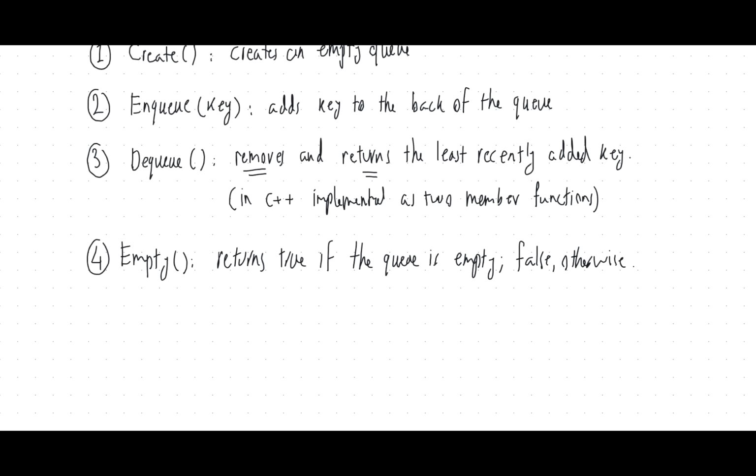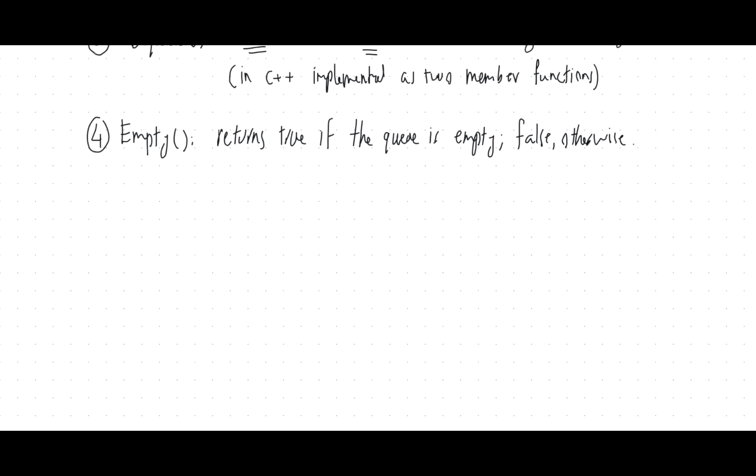Okay, now let's do an example to make sure that we understand how these operations work, and then I'll show you the built-in class called queue in C++ and the operations and how they're implemented in C++. So let's say, starting with an empty queue, we perform the following operations.